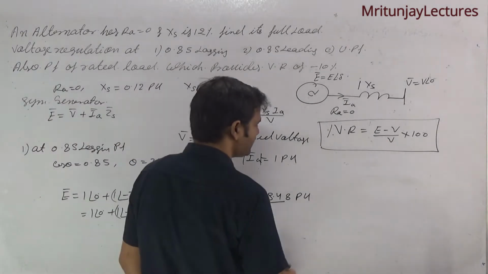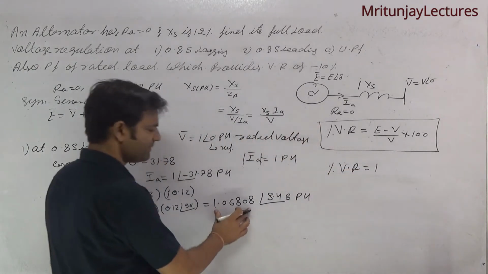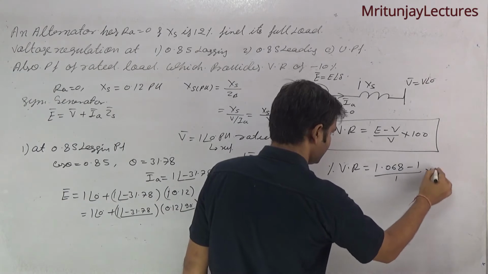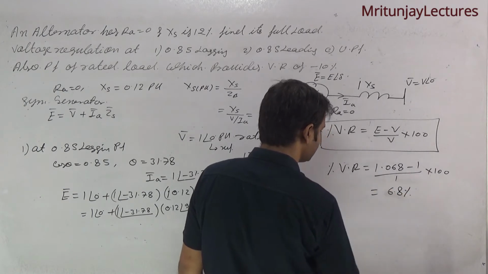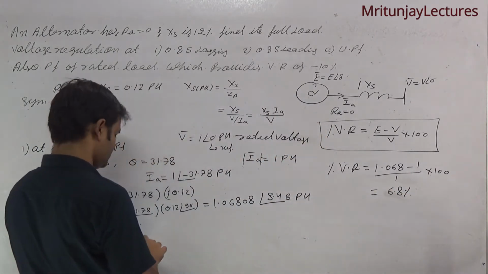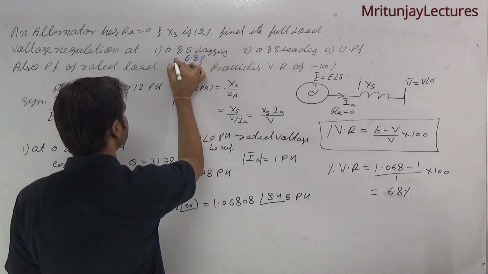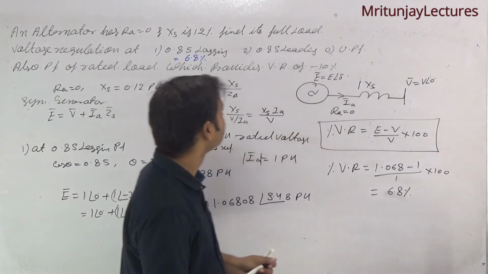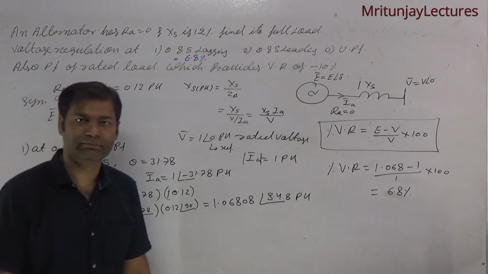Now, what about voltage regulation? Voltage regulation is written as E, this is the magnitude, so 1.068 minus 1 into 100, and we get 6.8%. So the voltage regulation is 6.8%. Clear? When the power factor is 0.85 lagging, the voltage regulation is 6.8%.